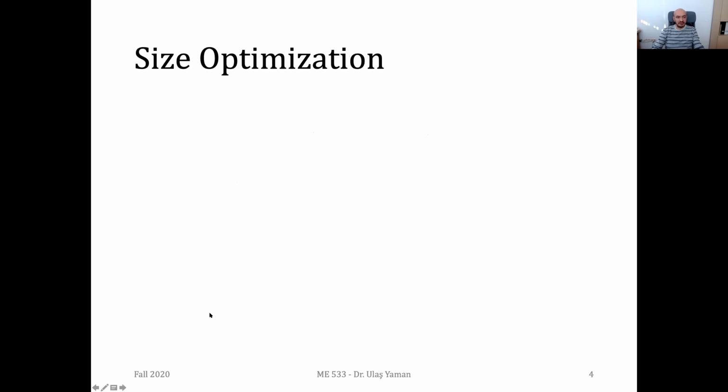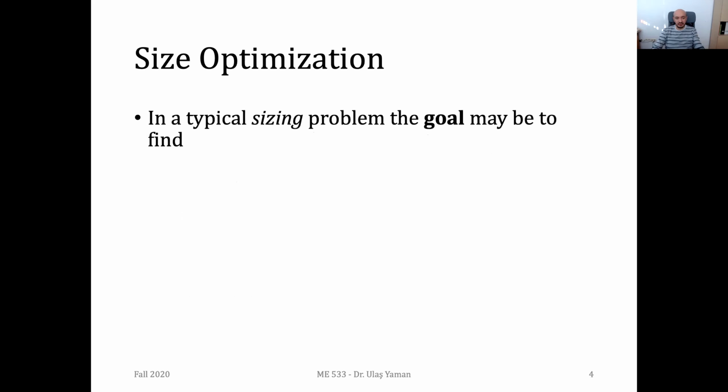Now let's have a look at the first one, size optimization. What do we mean by size optimization? It is not that difficult. You'll be given a shape, and the only thing you need to do is decide on the size of it. It may be the thickness of a beam, it may be the length of a beam.